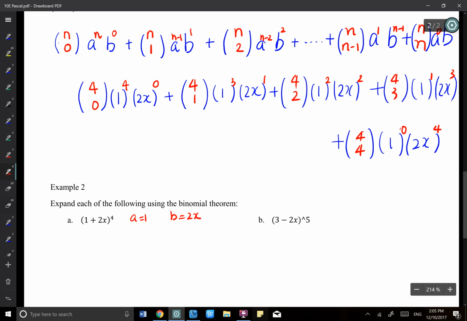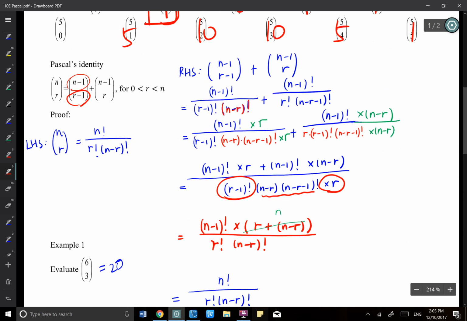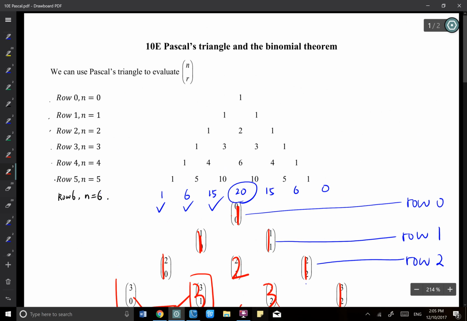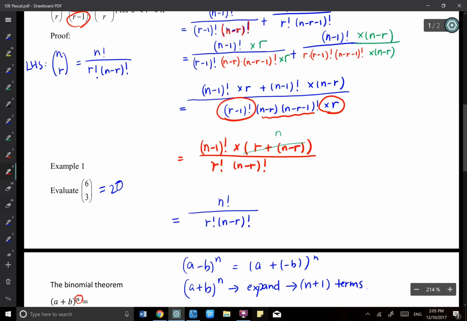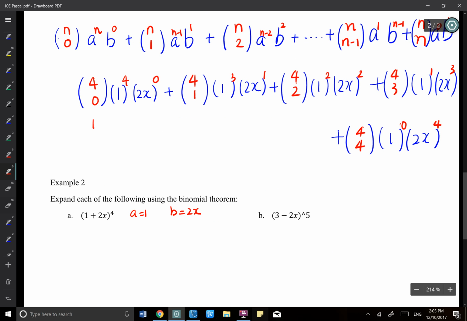So what will 4, 0, 4, 1, 4, 2, 4, 3, and 4, 4 be? You just look at the Pascal triangle. Row 0, row 1, row 2, row 3, and row 4. The coefficients will be 1, 4, 6, 4, 1. I don't need to evaluate, just go back to the table. That's the value of this.